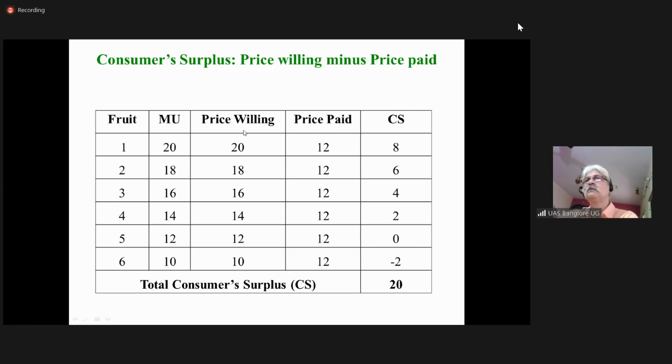Okay, so fruit, 1 unit, maybe mango, maybe apple, or anything.